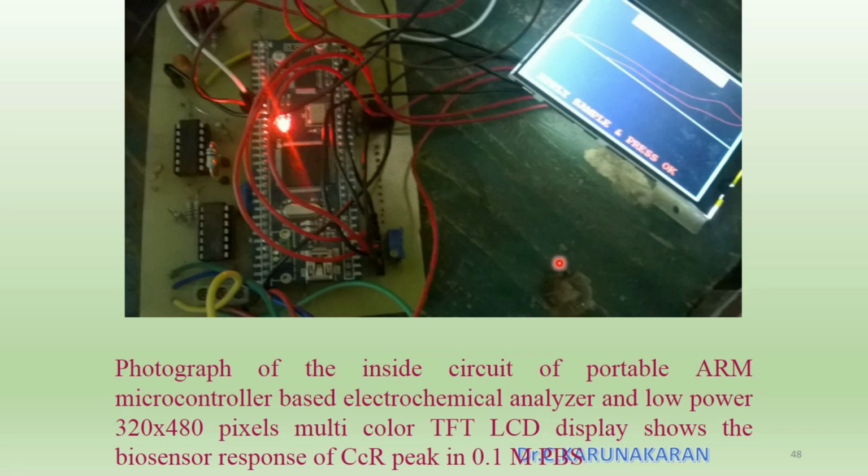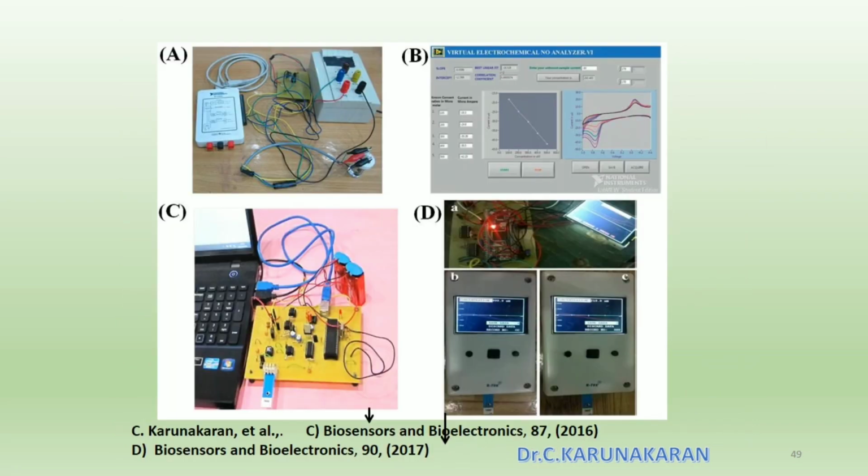What are microcontrollers? Microcontrollers are very small integrated chips, IC chips. They are also present in washing machine, car, TV, cell phone. They can be programmed to control and measure the current response with respect to voltage sweep. As you see, you can see the cyclic voltammograms. This is a standalone device.